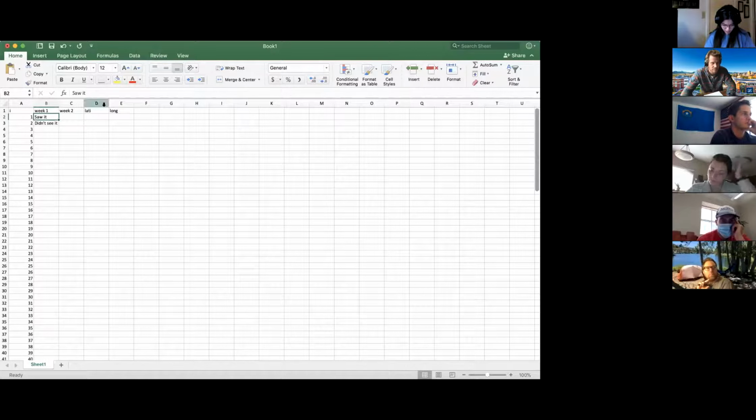Right. So what is this? This is saw it or didn't see it. It's an option of 2, right? It's like a coin flip, heads or tails. So let's just convert this to a 1 if we saw it, and a 0 if we didn't see it.